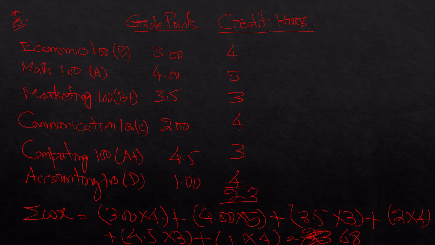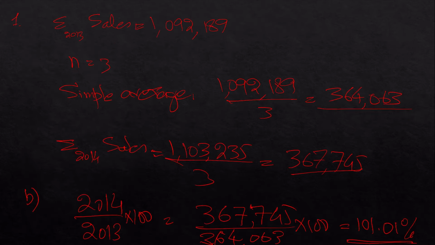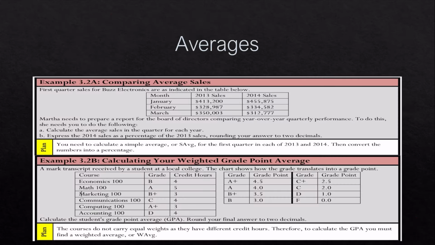So what is the average? Weighted average. Weighted average is going to be 68 divided by 23. So we get 2.96 weighted average for this student with these grades. So this is our weighted average solution for this one.